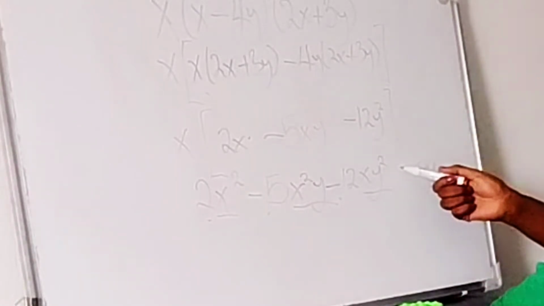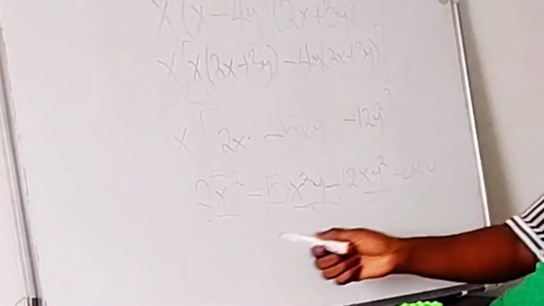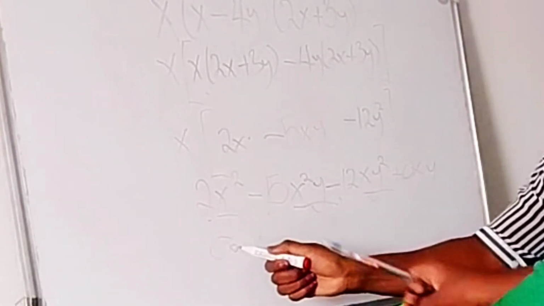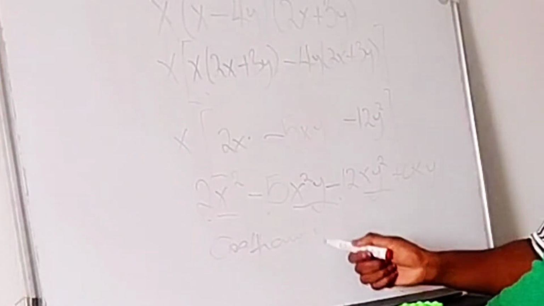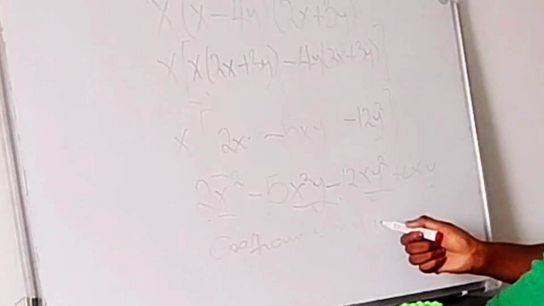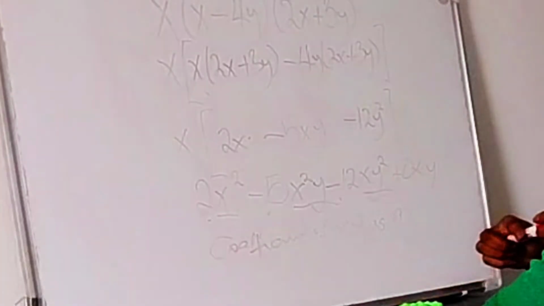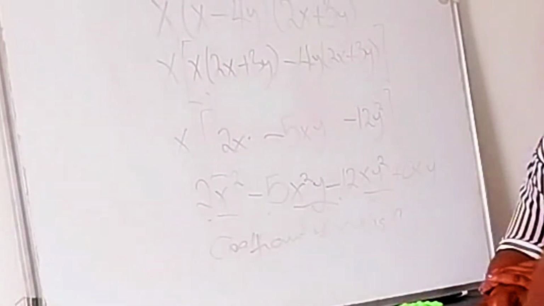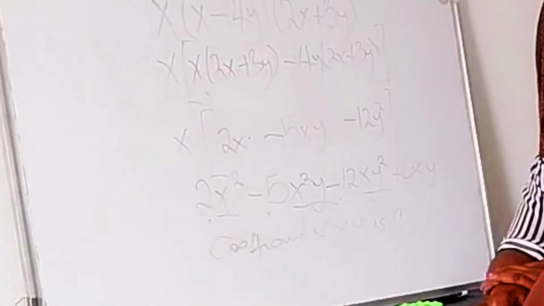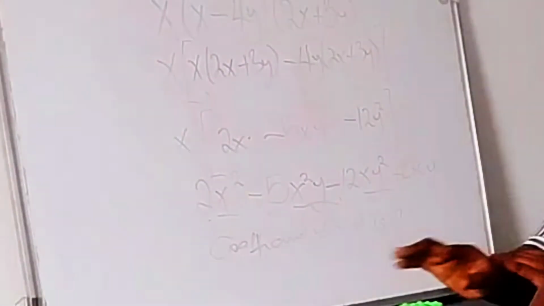That means it is 0. Okay? So the coefficient of xy is what? 0. A big 0. The coefficient of xy is a big 0. Okay? I hope you're following us. You understand? Yes. Okay. So which other question do you have?